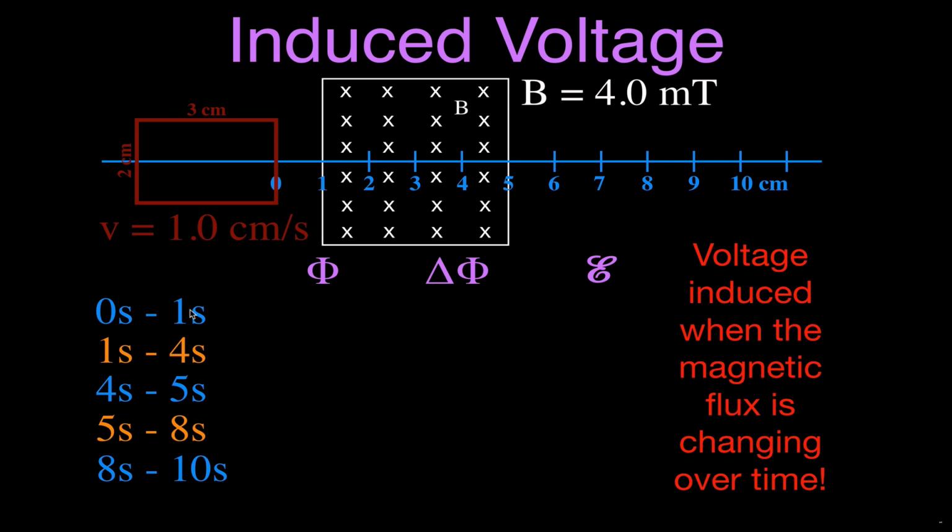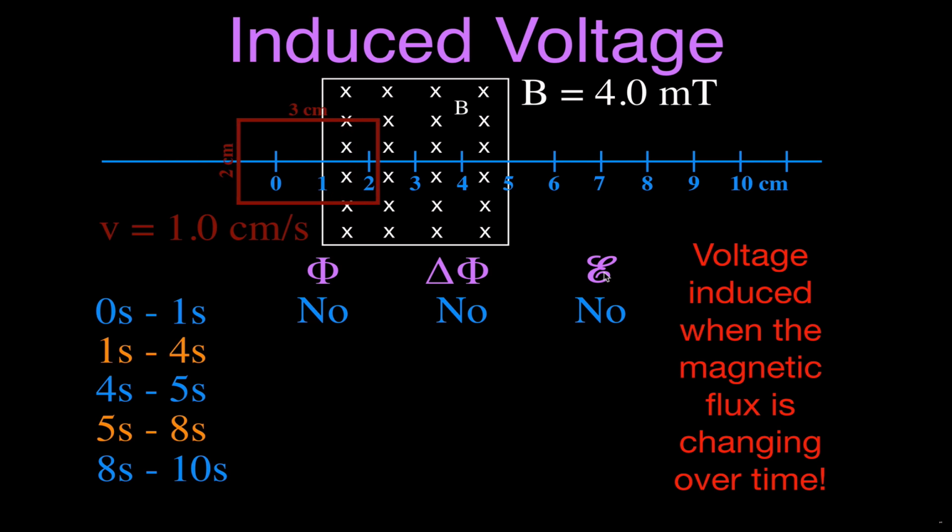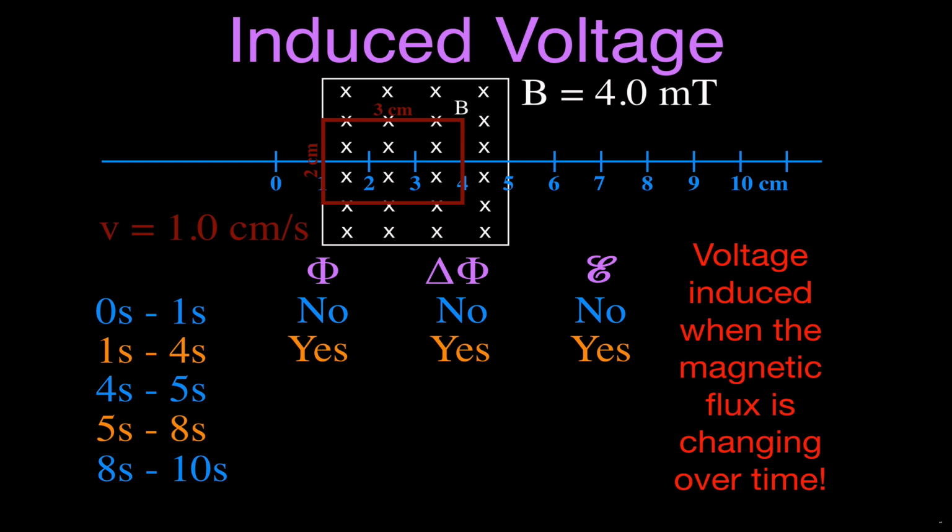Okay, from 0 to 1 second, the coil moves up. Is there any magnetic flux inside the coil at any time during that first second? No. So no magnetic flux, no change in magnetic flux, and therefore no induced EMF. Now, from 1 to 4 seconds, there is an induced voltage because there is a change in the flux. If there's a change in the flux, then there is an induced voltage, and the flux is increasing.